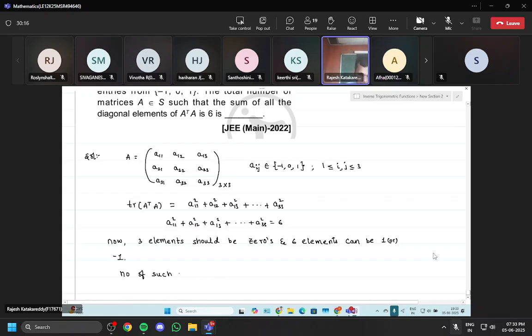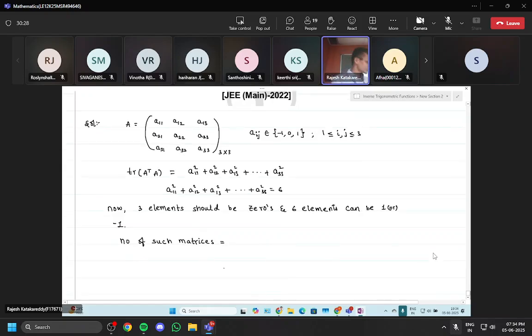I am using combinations and permutations. First of all, out of 9 boxes, in 3 boxes I need to fill zeros. So I need to pick the 3 boxes where I want to fill zeros. That will be 9C3 ways of selecting the boxes. After selecting the boxes, let's say I selected A11, A12, A13, I arrange these 3 zeros in 3 boxes in one way: 3 factorial divided by 3 factorial, because all 3 are identical.